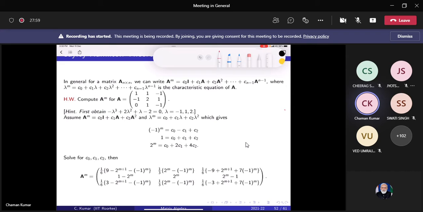Okay, so in many cases, this will simplify your calculation for A raised to m. That is the purpose. It does not mean that whenever you are asked to find A raised to m, you apply this. If the question specifically says that you have to apply the Cayley-Hamilton theorem to find A raised to m, then you have to show the process. Otherwise, you can use the usual matrix multiplication also, provided it takes less time. Okay.